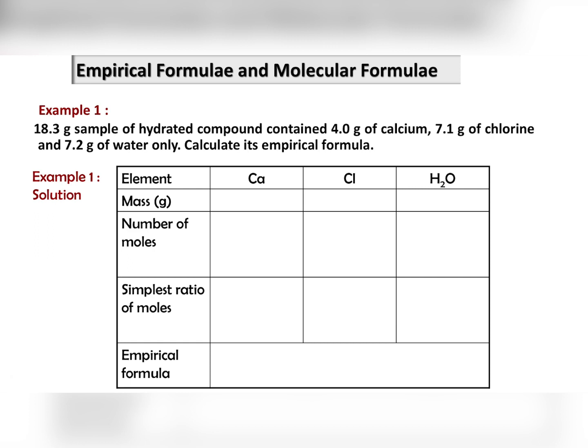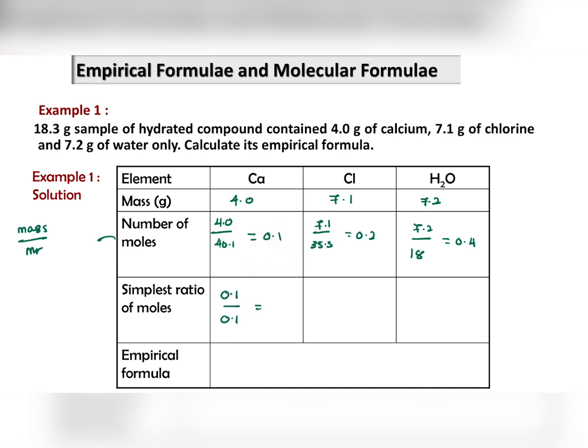Right, so for the first example, 18 gram sample of hydrated compound contain 4 gram of calcium, 7.1 gram of chlorine and 7.2 gram of water. Calculate the empirical formula. Okay, so this question you are given with mass. So masukkan dulu info tentang mass and then number of moles, calculate the simplest ratio.